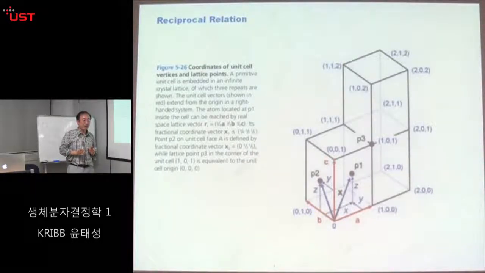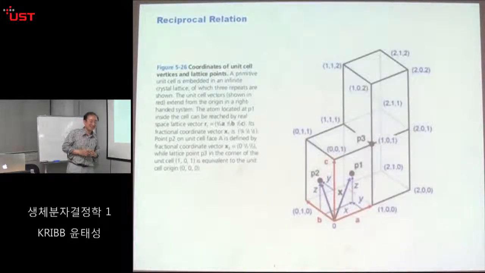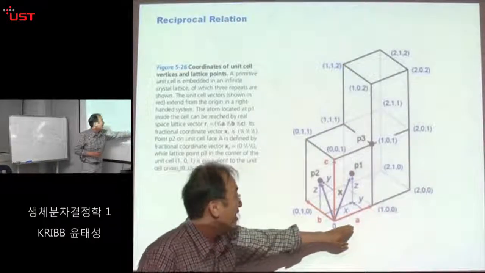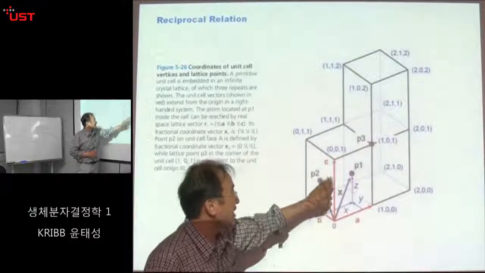And what should you have in reciprocal relation in crystallography? You should have two pairs. One pair, the other pair. You will say both: ABC and A star, B star, C star. Yeah, that is simple. And here we have A, B, C.